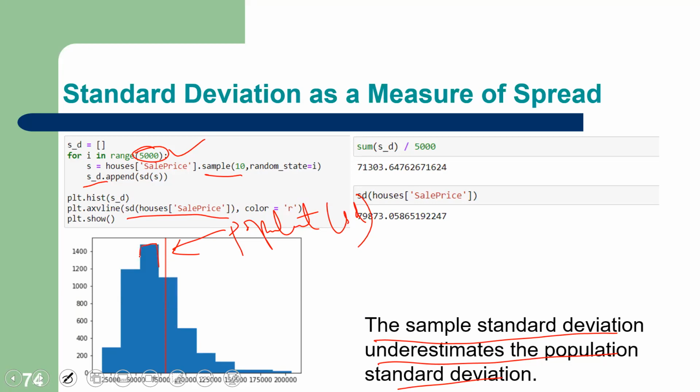If you see this, the 71303 and 79873. This is the standard deviation for the complete 5000 distribution, but this is for the population. So there is a lot of differences there. Okay, so it means that there is a lot of deviation. The sample standard deviation underestimates the population standard deviation.